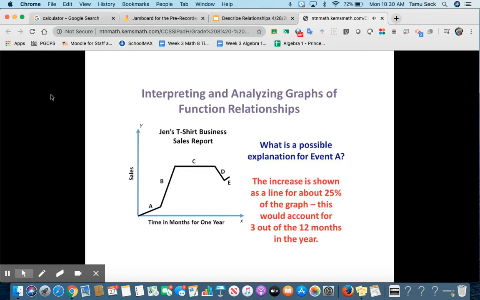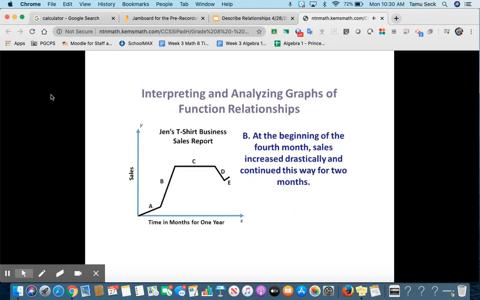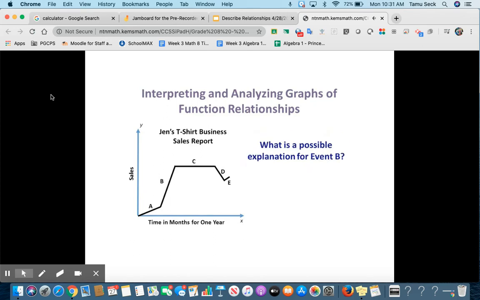Now let's look at event B. At the beginning of the 4th month, sales increased drastically and continued this way for 2 months. What is a possible explanation for event B? The line is steeper than months 1 through 3, showing higher sales for months 4 and 5.